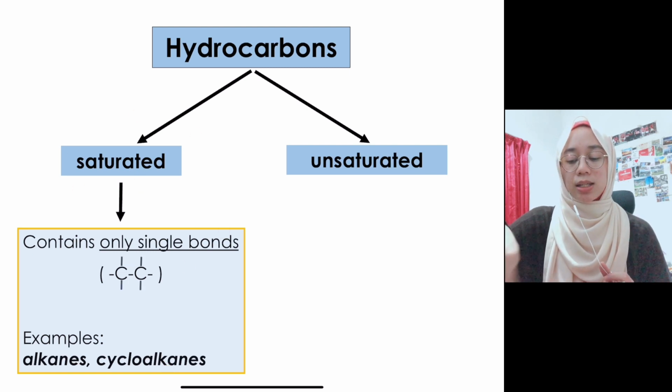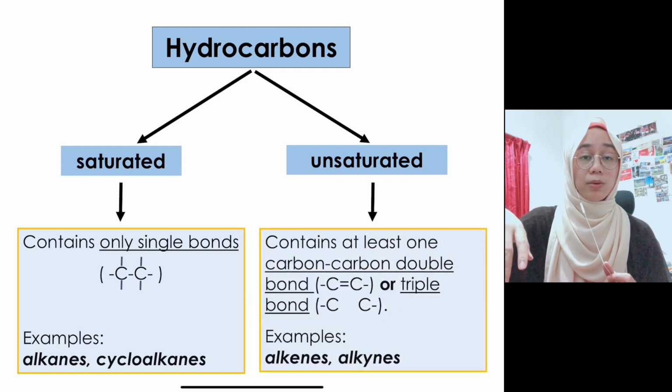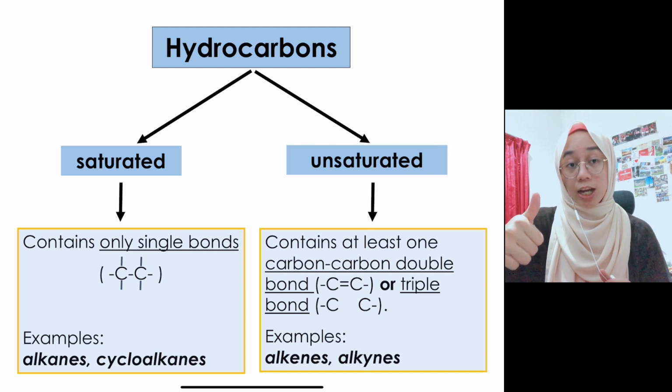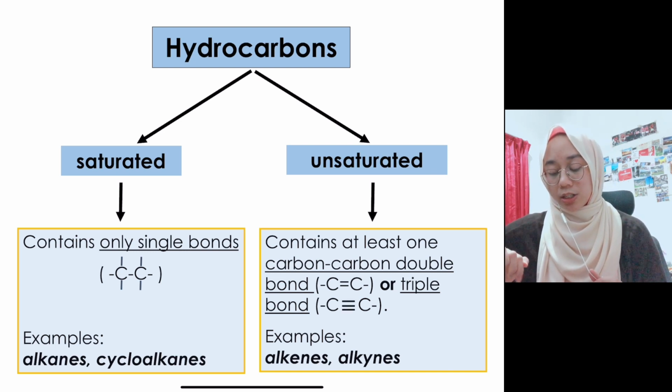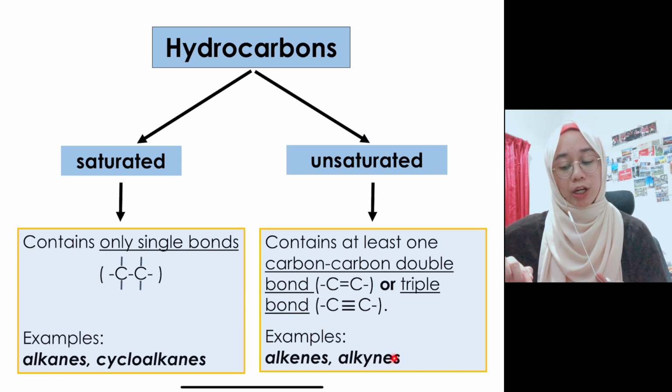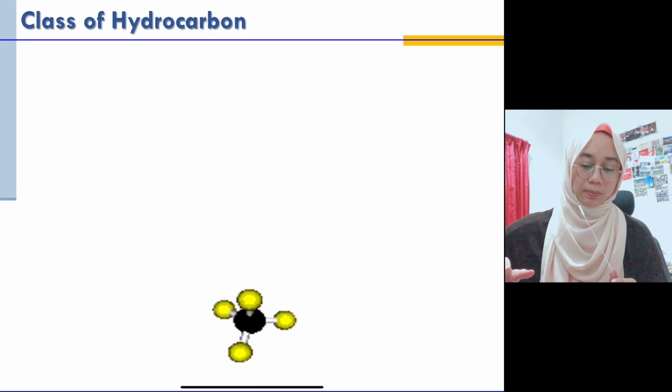Okay, whereas unsaturated pula meaning it contains multiple bonds. Multiple bonds sama ada double bond ataupun triple bond. Okay, so ini triple bond. So sama ada alkenes ataupun alkynes lah. Diorang considered sebagai unsaturated. Okay, jadi apa beza sebenarnya saturated dengan unsaturated ni?